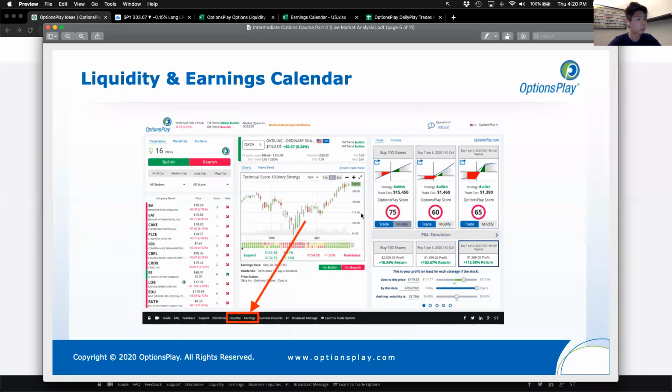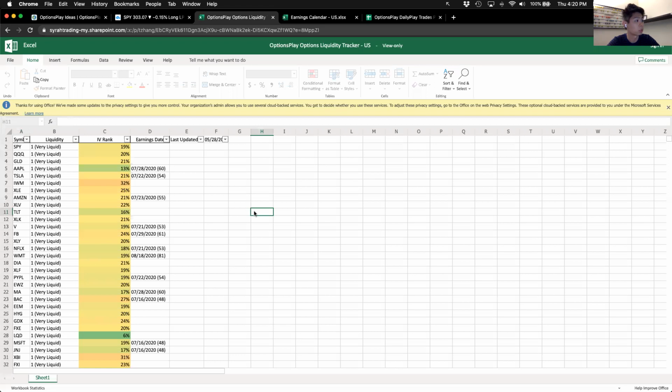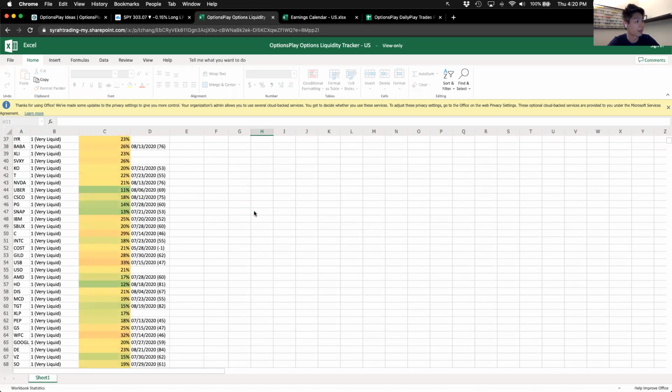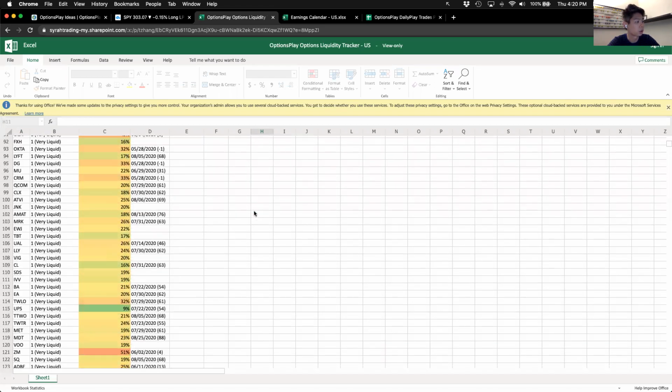Before we jump into the things that we want to talk about, I just want to remind everyone, because we're still getting a lot of questions regarding how to access the liquidity and the earnings calendar. These are now available to you at the bottom of your OptionsPlay screen. The links are under liquidity and earnings. This takes you to the liquidity report, which is extremely important in my opinion right now to understand which symbols are very liquid.